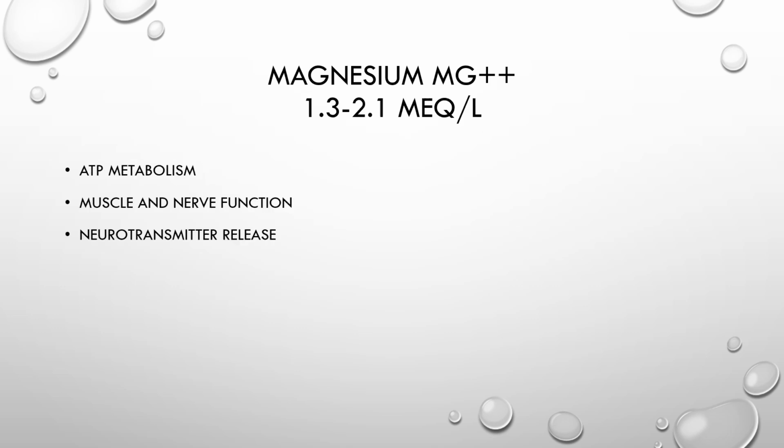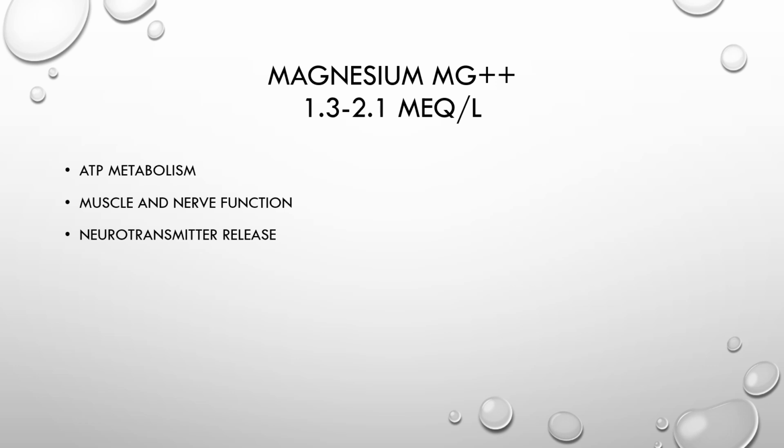Okay. Magnesium, this is an electrolyte that we don't see on our basic metabolic panel. We would need a complete metabolic panel to assess this. It's necessary for ATP metabolism and then also needed for calcium reuptake. So anything that needs calcium needs magnesium, such as our muscle and our nerve function, as well as some of our neurotransmitter release.